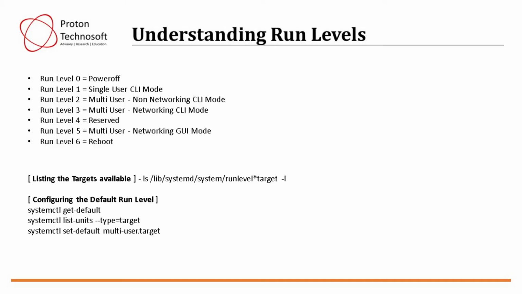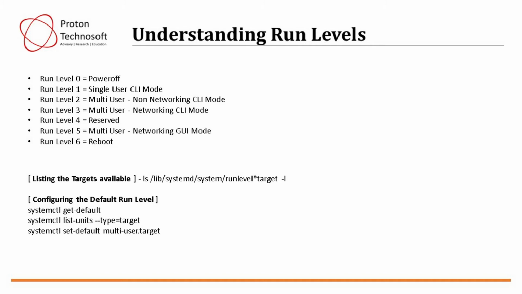So these are the 6 run levels that we have. Run level 0 is power off. Run level 1 is single user CLI mode. Level 2 is multi-user non-networking CLI mode. Level 3 is multi-user networking mode, then 4 is reserved, and then 5 is multi-user networking GUI mode. And the last one is the reboot situation.